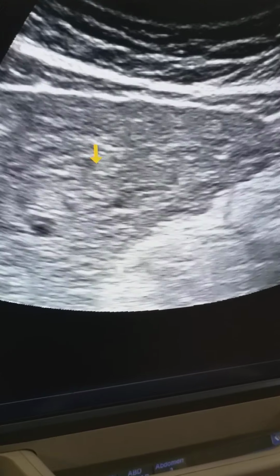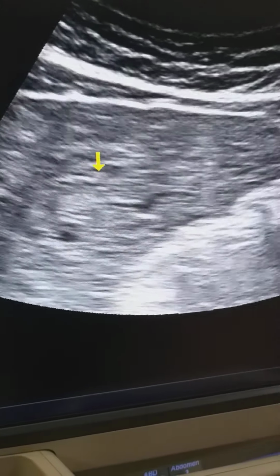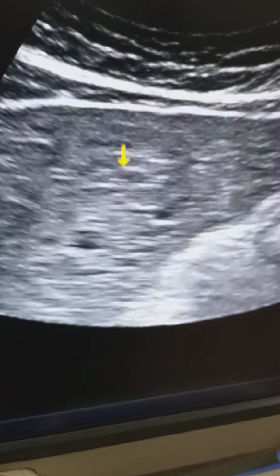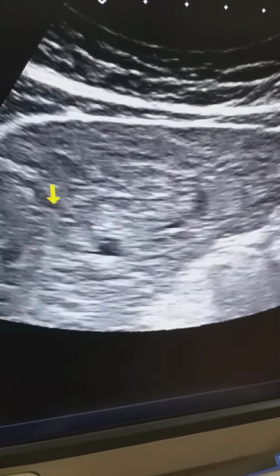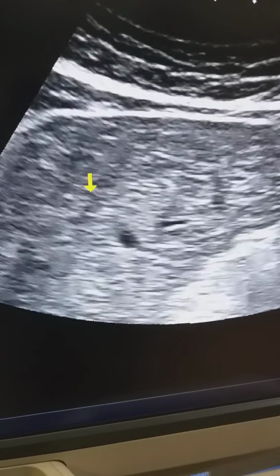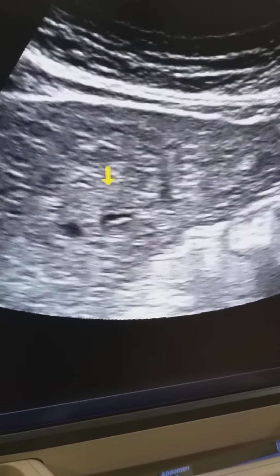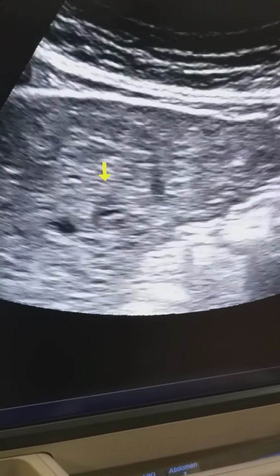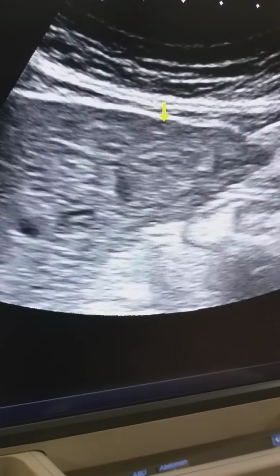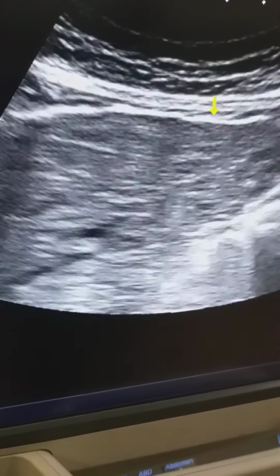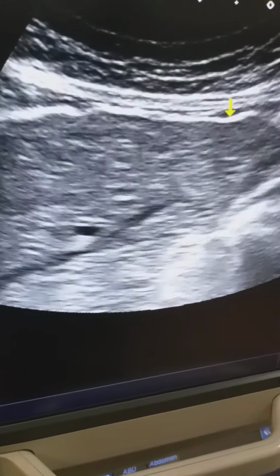the liver parenchyma is not smooth. This has uneven and nodular appearance. This type of liver is called coarse liver, and here you can see that there are indentations in the liver margin. This is the surface margin.